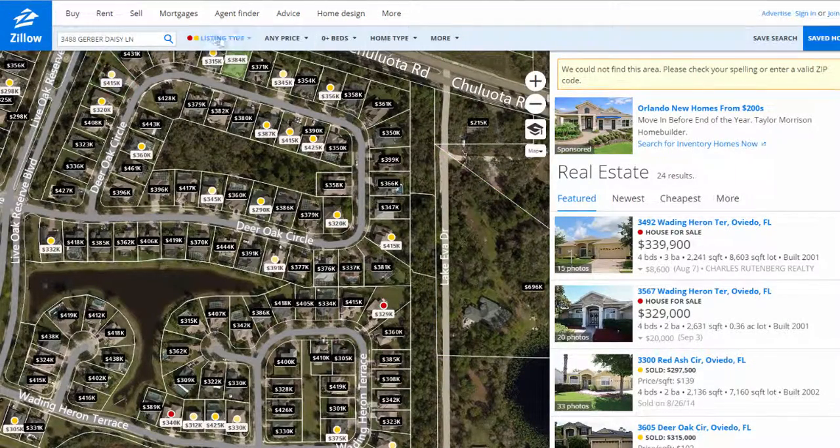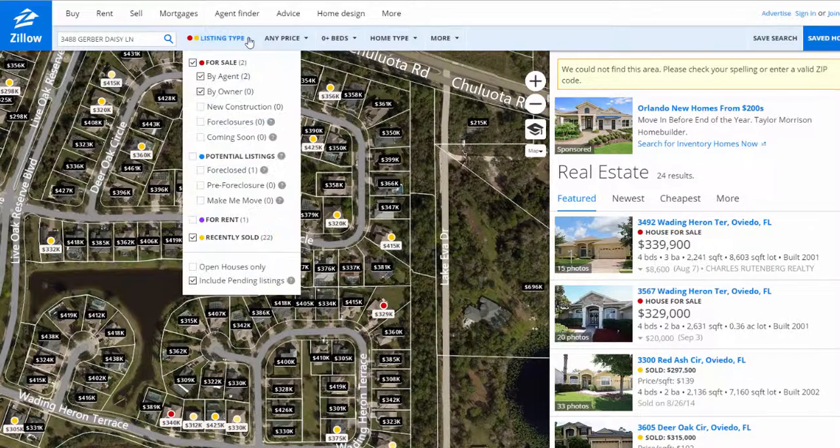Okay, so then if you come up here to listing type, I've already done this, but recently sold is what you're looking for. You want to make sure that box is checked. And you can leave these checked, the for sale, by owner, by agent, just in case you don't have enough recently sold, just so you can get an idea of what houses are selling for. Just understand this, if you're looking at houses that are on the market, they're not going to be selling for what they're listed for.